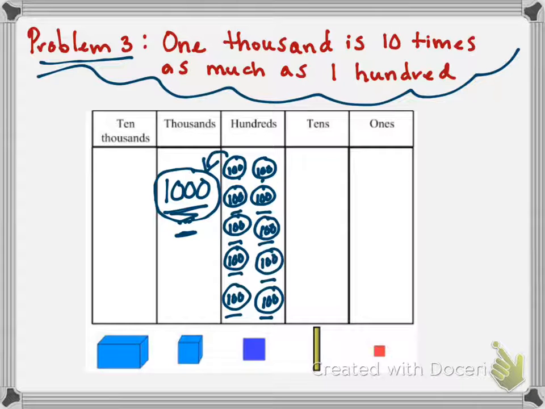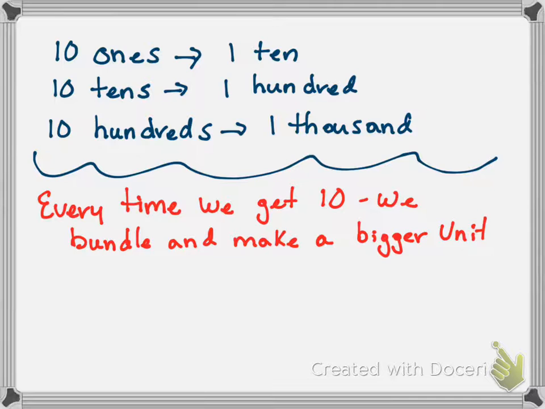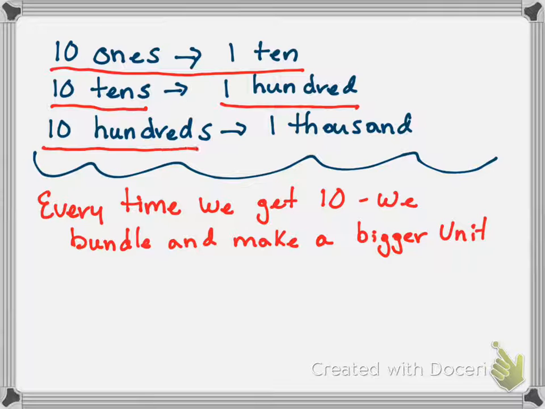So every time we move over one of these columns, we're basically multiplying by 10. So let's review a little bit. 10 ones is equal to 10. 10 tens is equal to 100. 10 hundreds is equal to 1,000. Every time we get to 10, we can bundle and make a bigger unit.